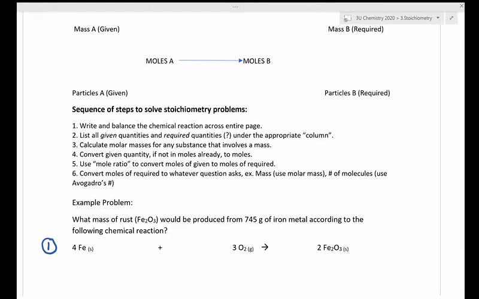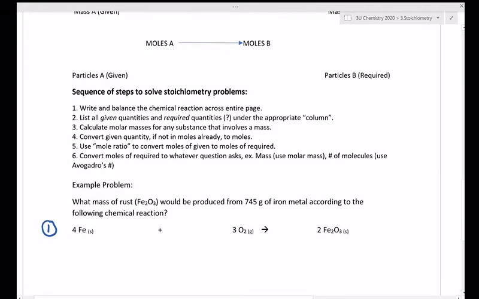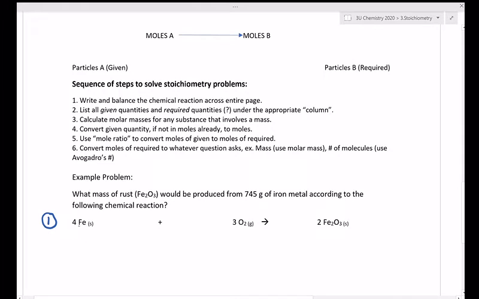All right, so step 2 says list all given quantities and required quantities. Required are what you're asked for. Usually we put a question mark under the appropriate column, which I did mention in our last lesson: think of each of the substances as a place to organize the information. So if I'm reading what mass of rust, if I go over here to rust, I'm going to put a question mark, or actually let's do that a little bit differently. Instead of a question mark, I'm going to say mass equals question mark.